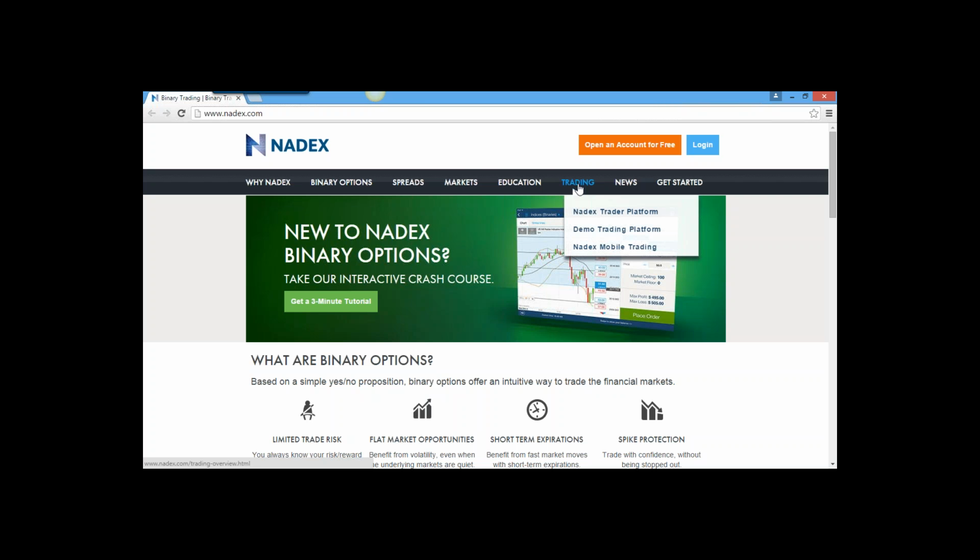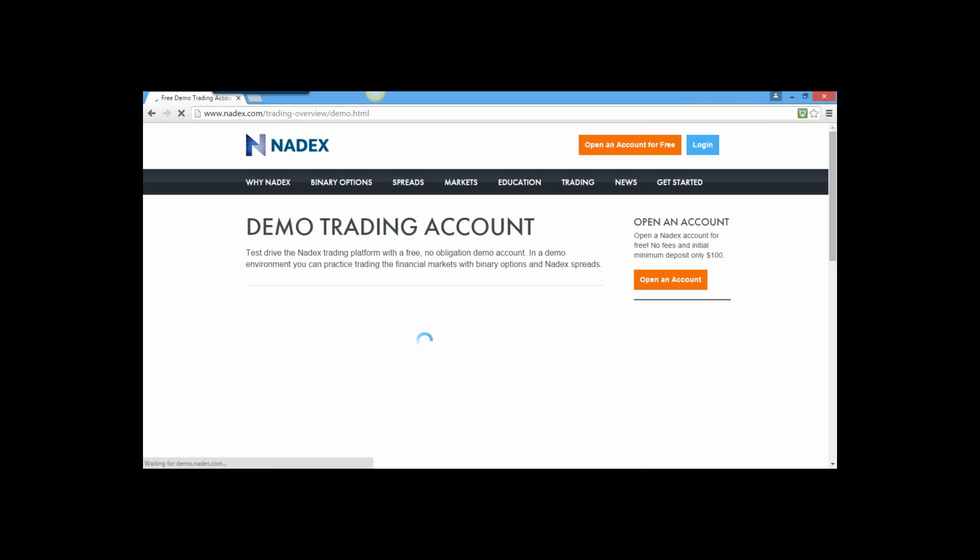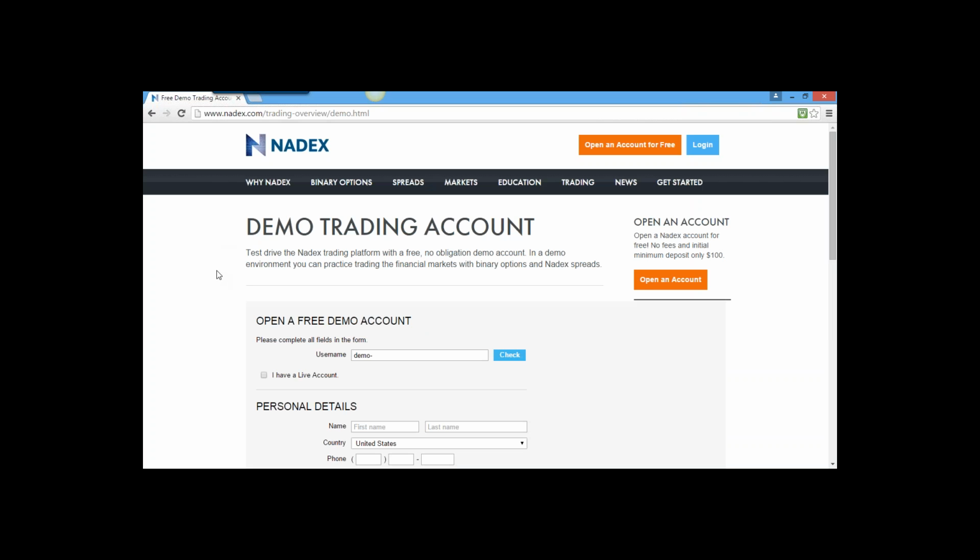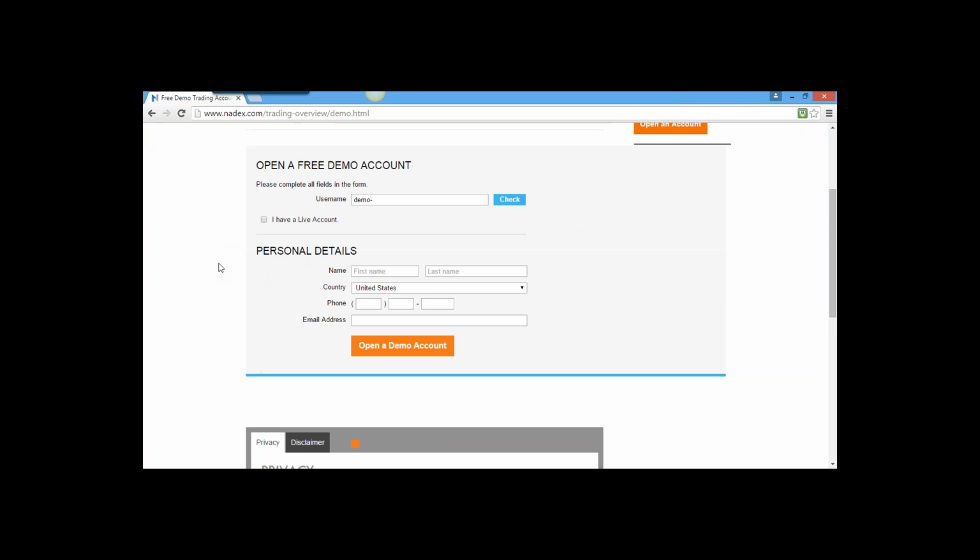You can obviously put more than that in there, but it's only $100 minimum. But something you want to make sure you do have is right here. Go to the Trading tab, Demo Trading Platform. Absolutely free. Nadex will give you a free demo account with $25,000 of demo money. All you have to do is select a username, fill out some quick info, and hit Open Demo Account.